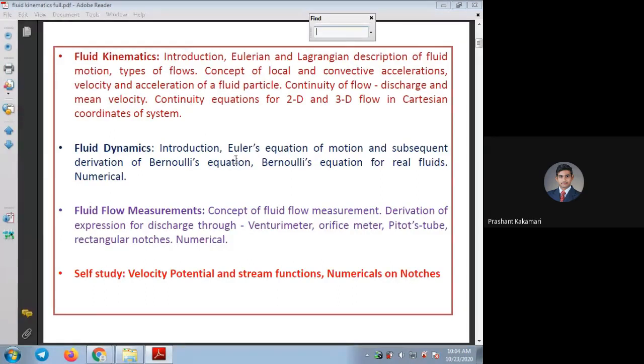Then we are also going to derive Bernoulli's equation. There is just one step of difference between Euler's equation and Bernoulli's equation. Then we'll discuss some numericals on Bernoulli's equation for real fluids or some other fluids.